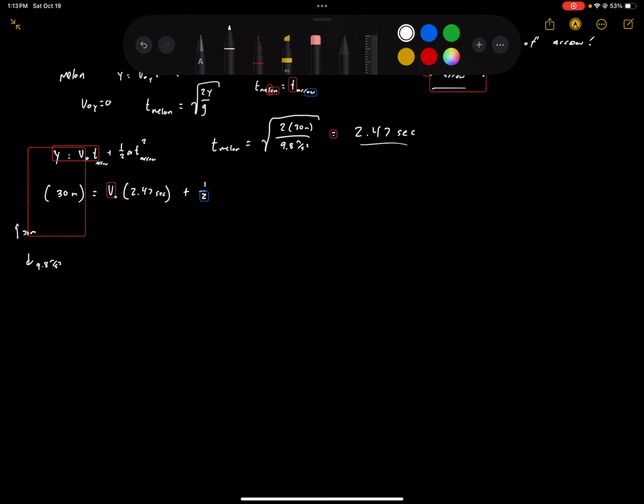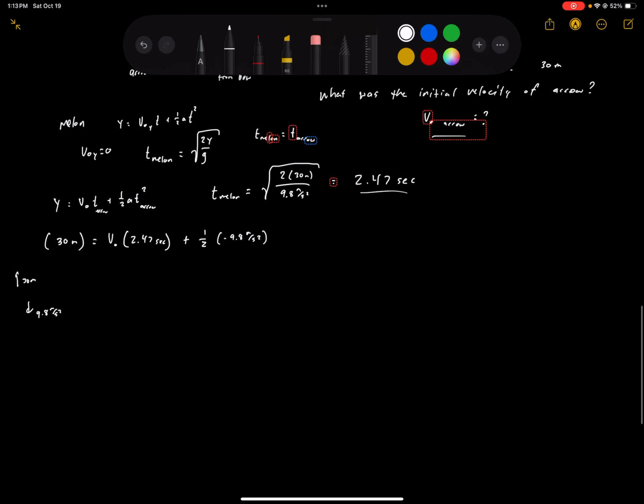If we're going to call 30 meters positive, in this case gravity is going to be negative 9.8. I want to get everyone used to the idea of playing around with the direction that you call positive. Is up positive, is down positive? It all just depends on how you want to set up the problem, and either way, you're going to get the same answer. Whatever you call positive, whatever you call negative, it doesn't make a difference.